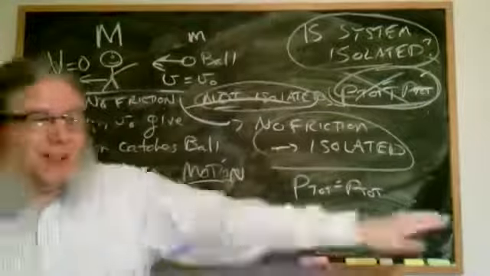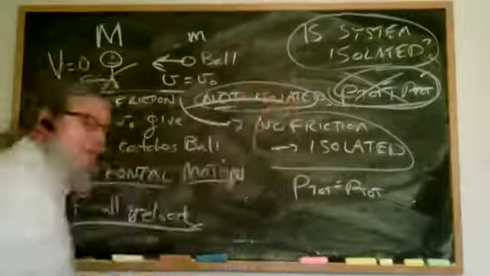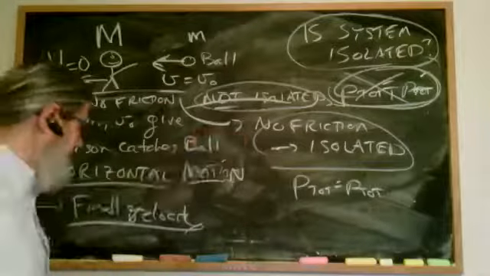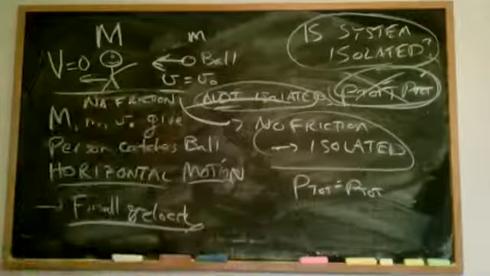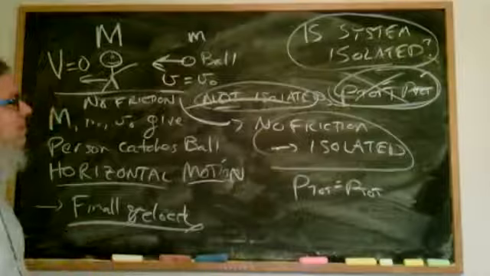But if a baseball player tries to throw a ball on glare ice, the ball will go this way and they will go that way, and the total momentum will be conserved. Isolated or not isolated, you have to check. Okay, questions about that? All right.